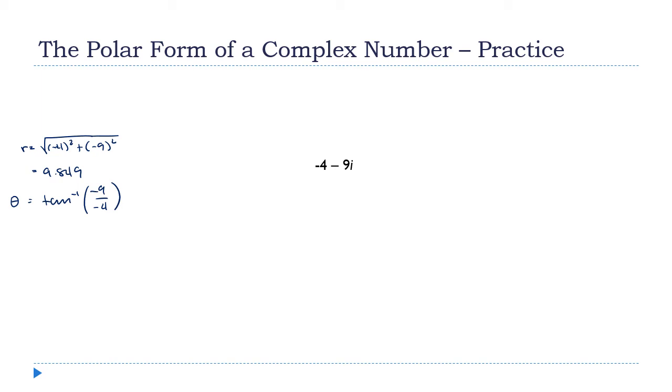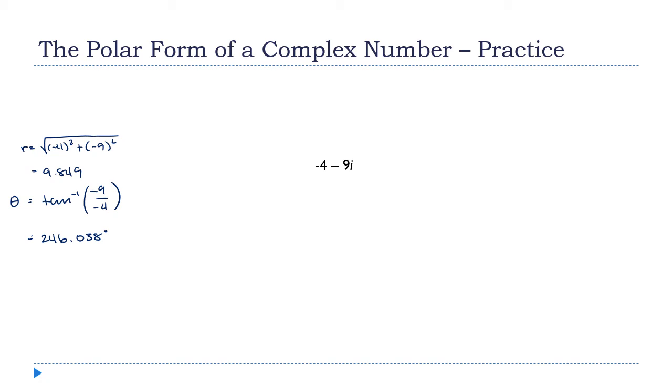Now remember, you have to be a little careful here, right? When I do this in my calculator, it tells me it's 66 degrees. Well, no, it's not. That's in the first quadrant, and my point is in the third quadrant. So I need a third quadrant angle that has the same tangent, and that's easy to find. Just add 180 degrees. If I add 180 degrees, this comes out to 246.038 degrees, and that gives me my polar form.